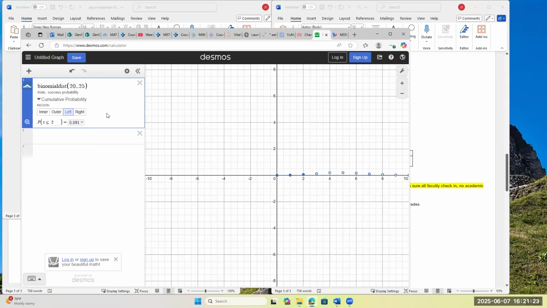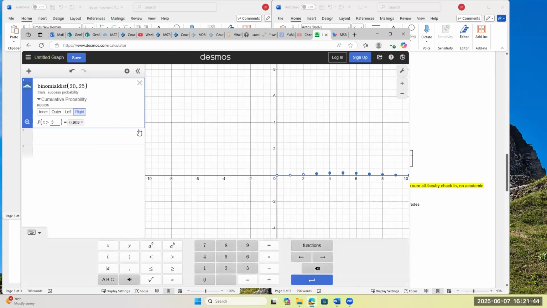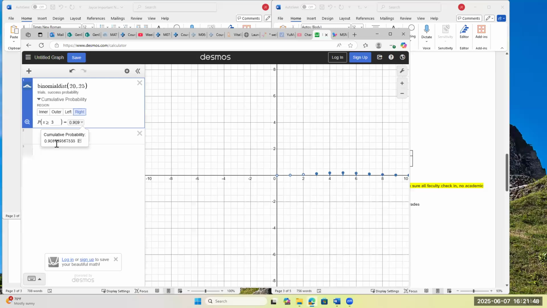We could also do something like, what's the probability that it's at least 3? So let's think about what at least 3 means. That's going to be a greater than, so I want a right-sided probability. But I don't want to start at 2. Do I want to start at 3? Well, 3 is at least 3, yes. So I'm going to include 3. And I have a probability of 0.9088.